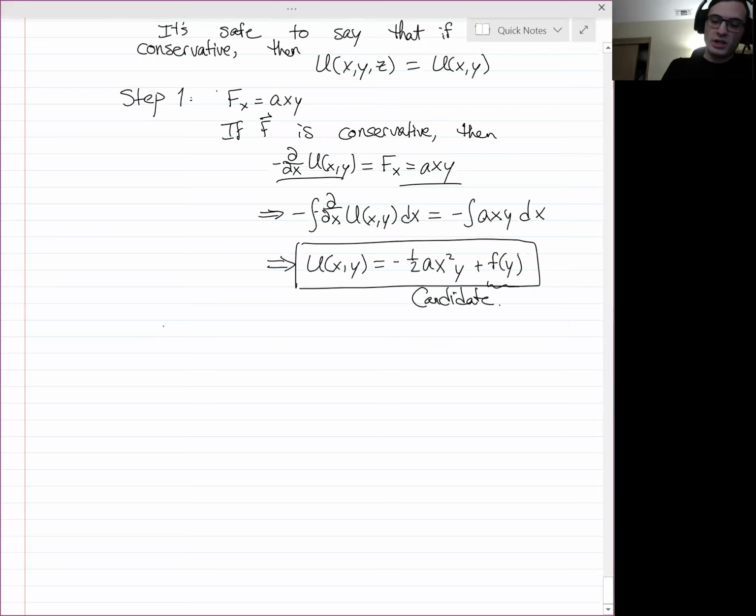So step 2 is check. Test it on the other components. And we only have to test on the Y component or the J hat component, because nothing's going to happen in the Z direction.